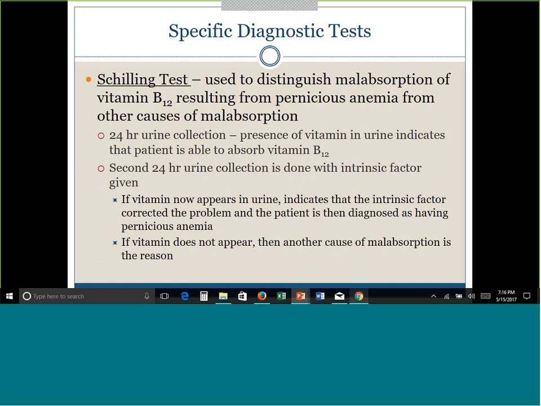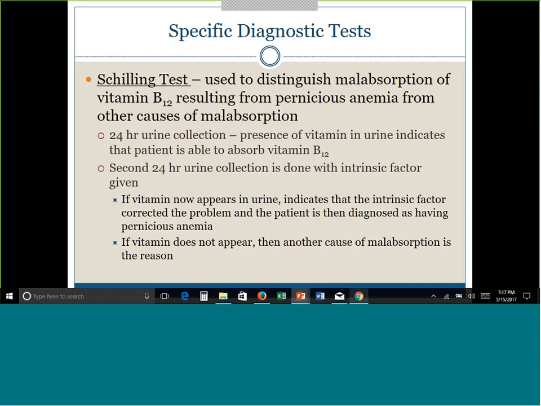So they do this whole test, and I don't need you to understand all the details of the test, but just understand that there's like 2 stages. It's a whole urine collection process where they give them the vitamin, they screen the urine to see if they see the vitamin or if it was absorbed or not. So that's the whole process with the Schilling Test, is just to kind of confirm, is it pernicious anemia or is it some other malabsorption of why you're not getting vitamin B12?